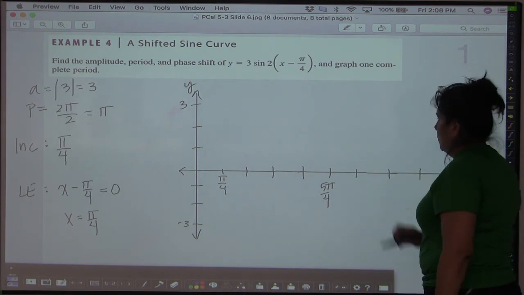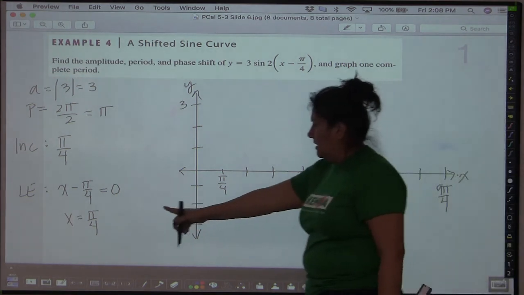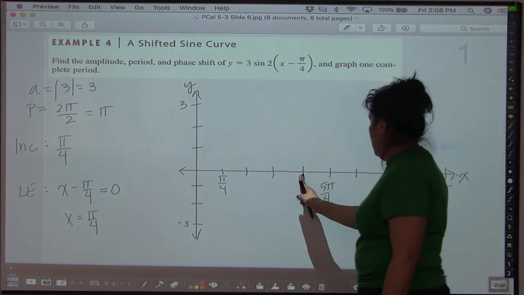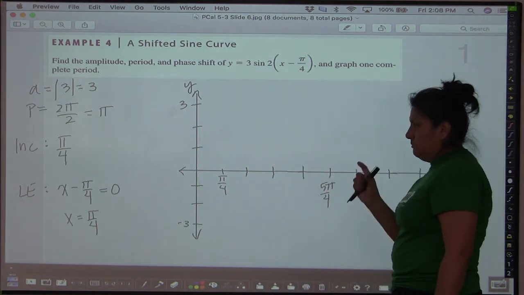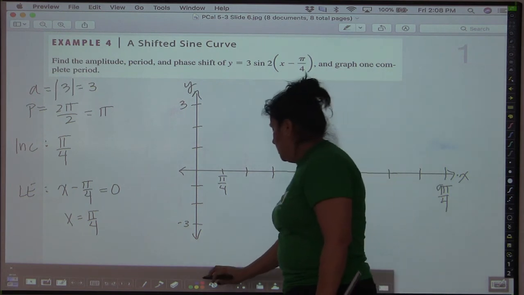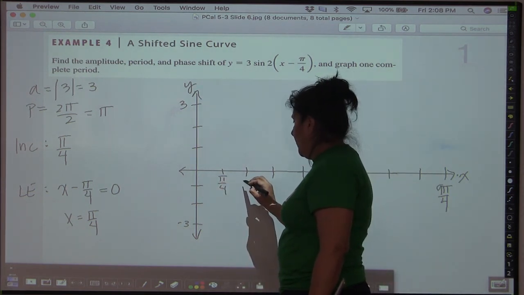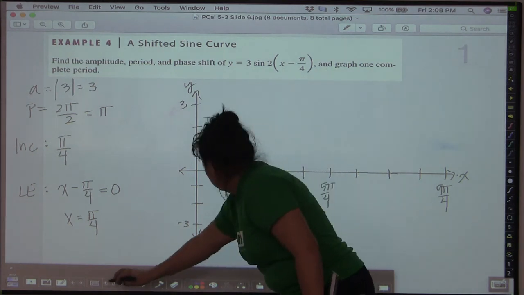And then we have our increment is pi over 4. That means that each one of these little tick marks represents pi over 4. So we can go ahead and fill in the rest. This is 1 pi over 4. This would be 2 pi over 4. Oops, don't want the eraser.